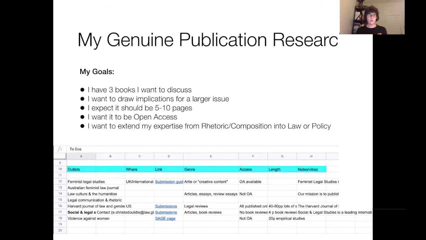I have links to their submission page so I can find them again easily. I have a column for what genre they accept, the relevant genre for me. Because I care about that, I have a column where I indicate if they are open access or not. And I also have started looking through the articles for some genre features like length. So I'm thinking about which of these journals are publishing review essays that are about the length that I think my essay would be.